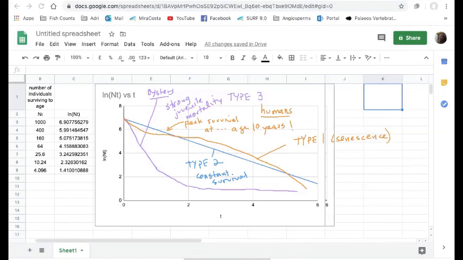Today's lab activity involves simulating populations and generating age-specific survival curves for 3 kinds of organisms. We'll cover the actual activity in the next video.